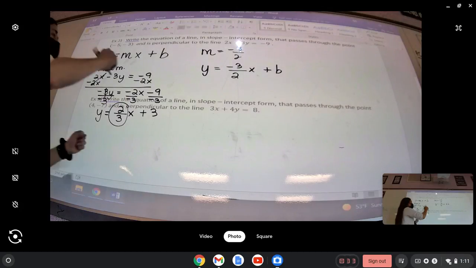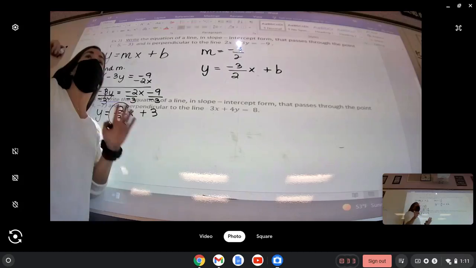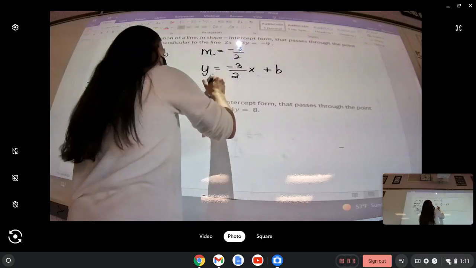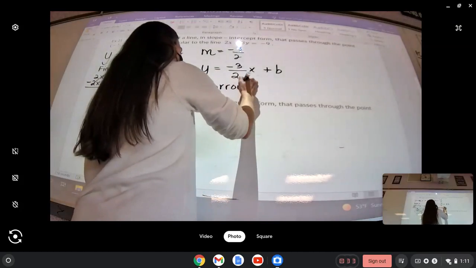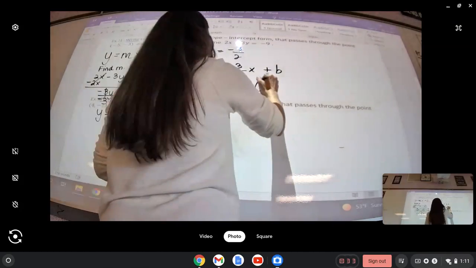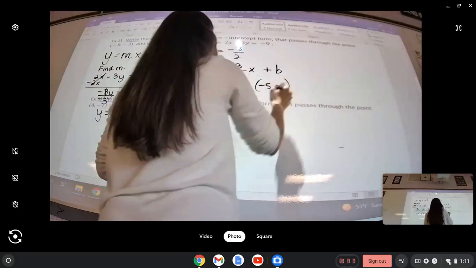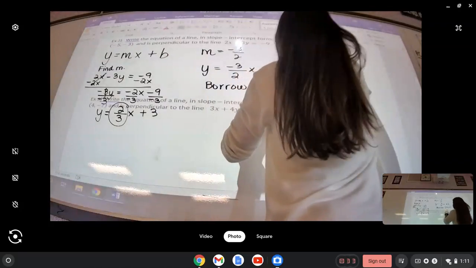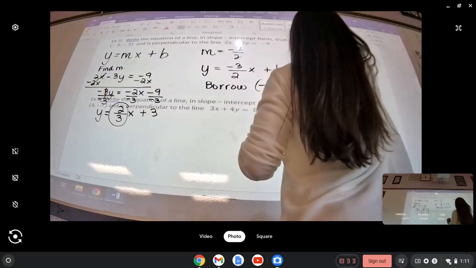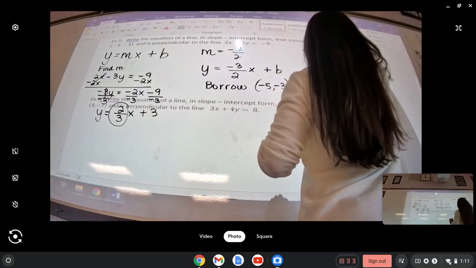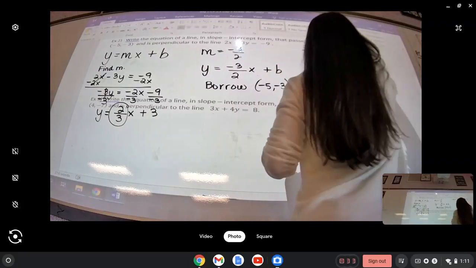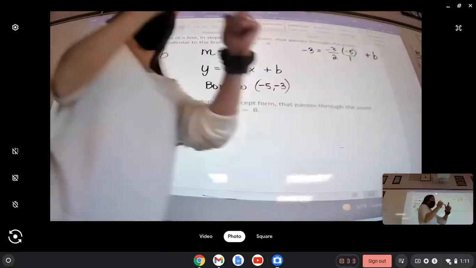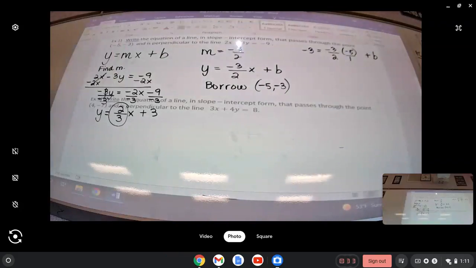Everybody do that. I want you guys to do it. It's an ugly fraction, but you can do it. All right, borrow that point, -5, -3. Plug it in for x and y, and solve for b. I would put it over 1 if I'm you to keep myself organized. And now you are multiplying top with top and bottom with bottom.